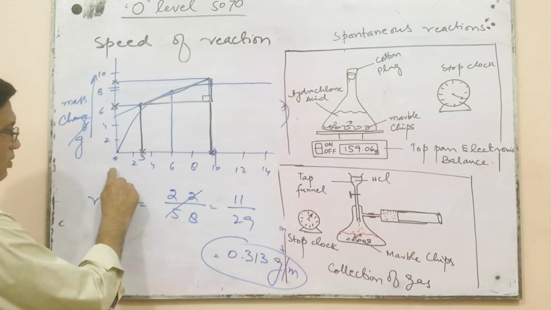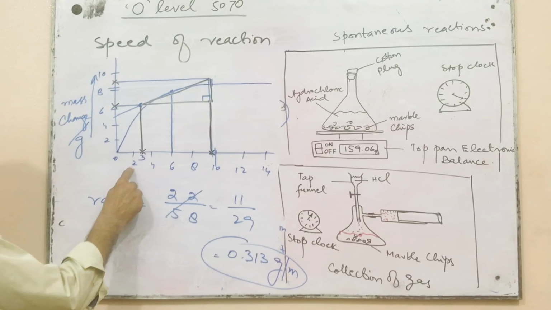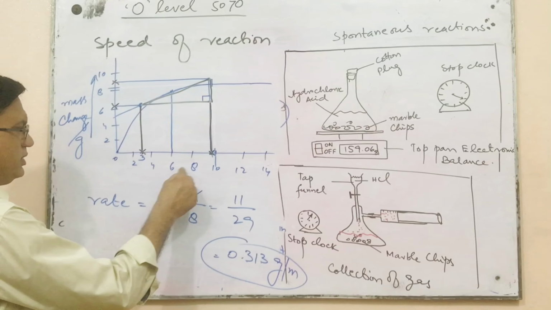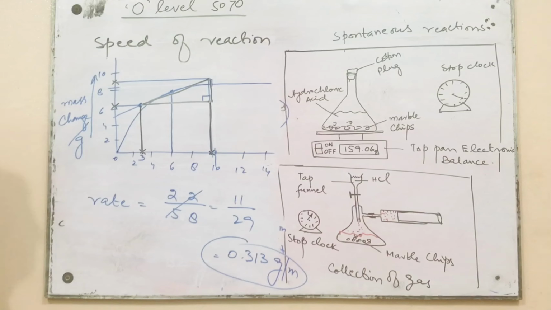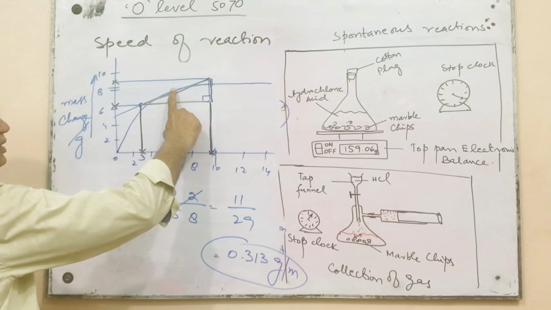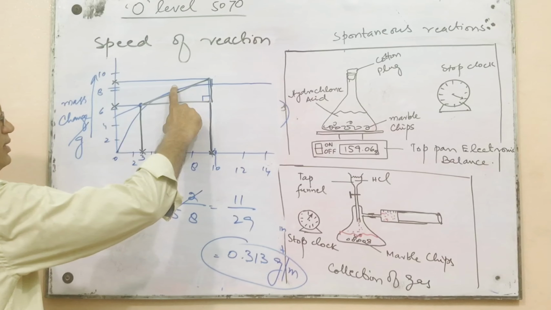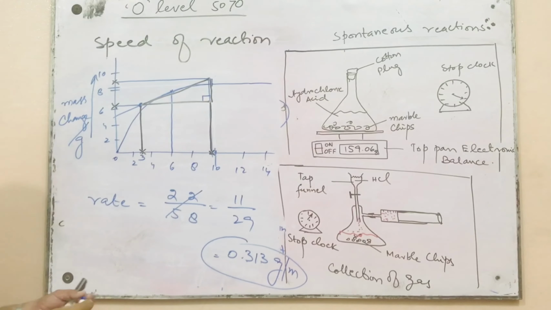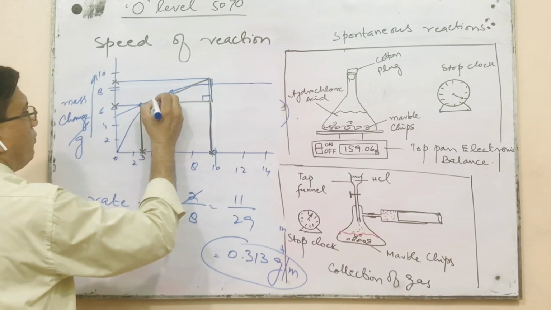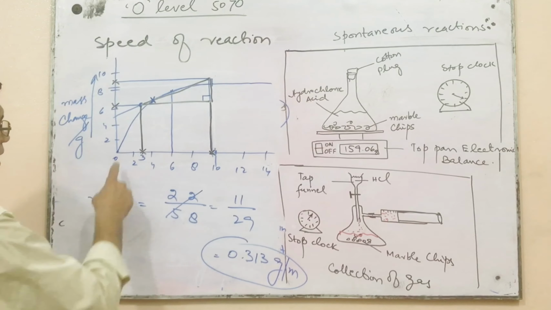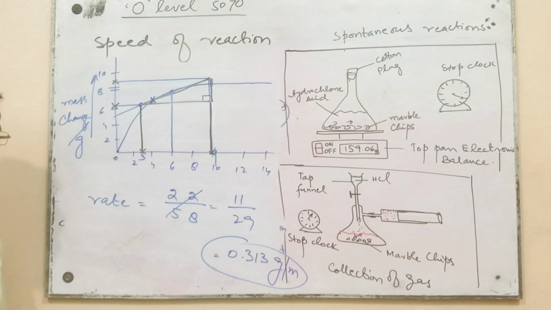Similarly, we can calculate the rate of reaction at any other time interval, at 2 minutes, 4 minutes, 5 minutes, 6 minutes, 8 or 10, whatever the case. But this is quite clear. If I take the point for the tangent here, the slope is less. If I take the point on the curve for the tangent here, the gradient will be large, and automatically the gradient at the start will be maximum.